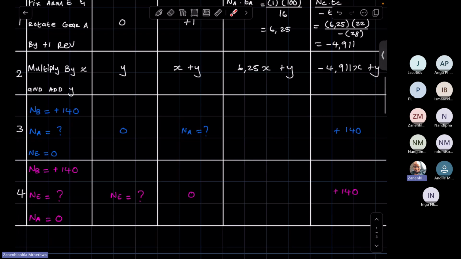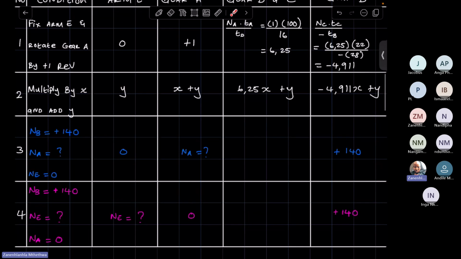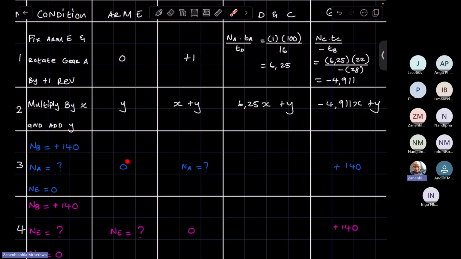For the third condition, they said that the sun gear B is rotating at 140 rpm clockwise, hence the positive 140. The positive 140 is an indication that gear B is rotating at 140 rpm clockwise. We are looking for gear A, the annulus, and they said the arm E is fixed, hence NE is equal to zero. So now you complete your third condition. Arm E is zero. We are looking for the rotational frequency of A, hence NA is the question mark. And gear B is rotating at 140 rpm clockwise, hence the positive 140.